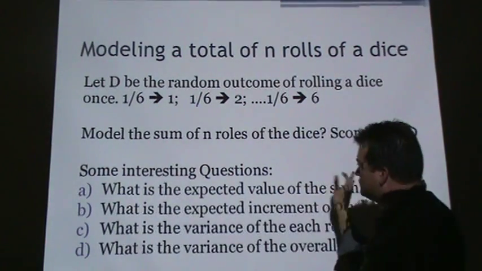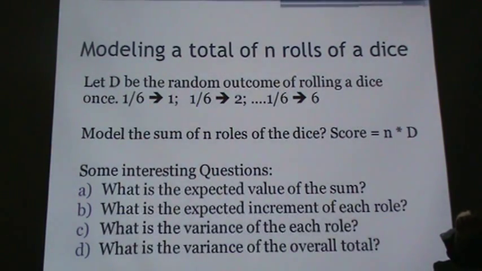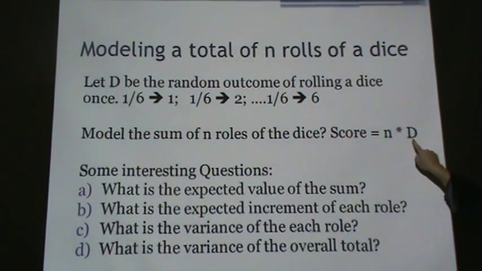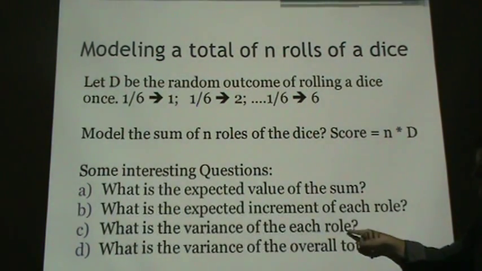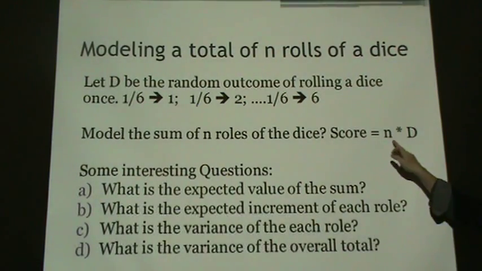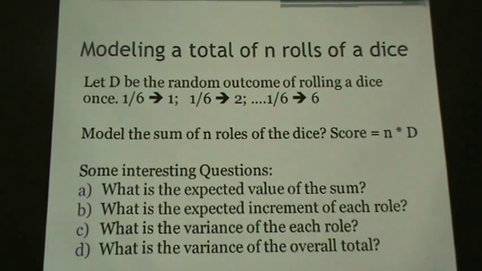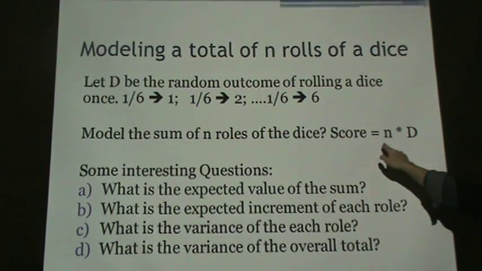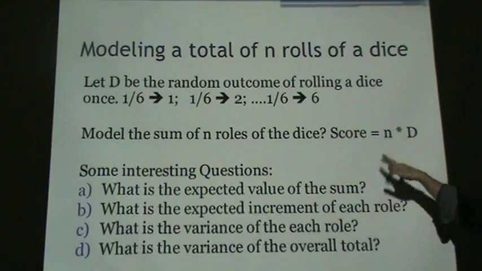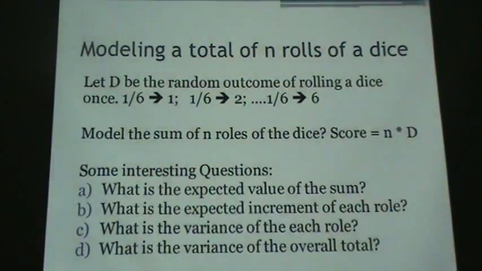But some interesting questions we might ask for this model is, what is the expected value of the sum? What is the expected value of each increment? In other words, what is the expected value of d each time we roll it? How much will this vary, with the variance? How much will this vary away from the expected value? And what would the variance of each roll be? What is the variance of d, and then what is the variance of the entire score? So variance comes into play, and expected value comes into play, when there's a random event.